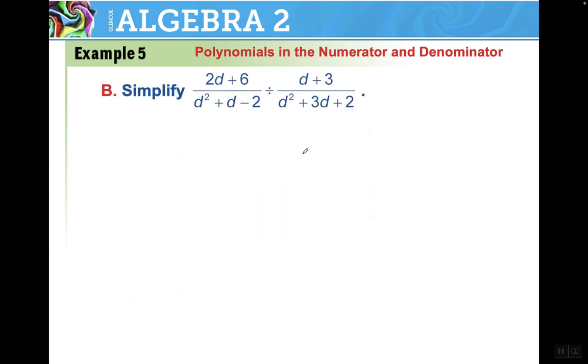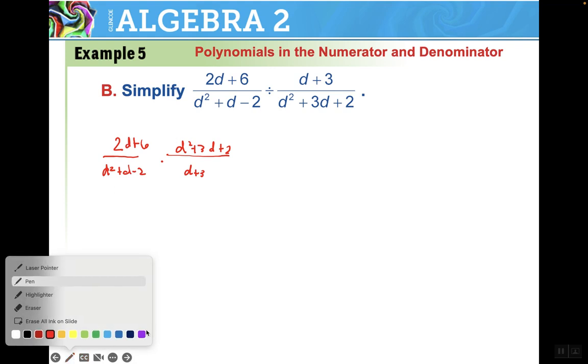All right, this is similar, but we're dividing, so we need to multiply by the reciprocal. So 2d plus 6 over d squared plus d minus 2, times d squared plus 3d plus 2 over d plus 3. Okay, so I'm going to factor everything I possibly can.